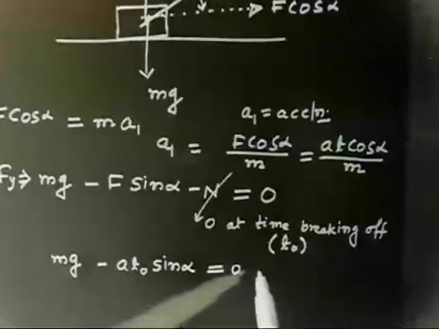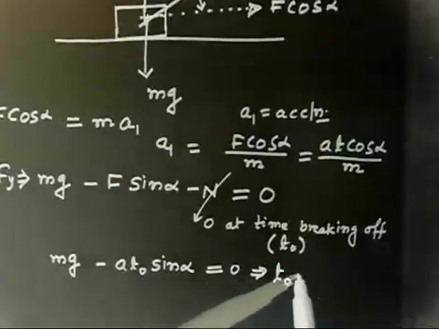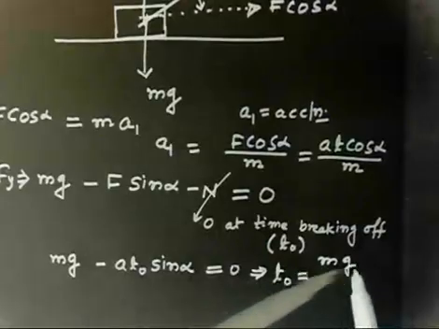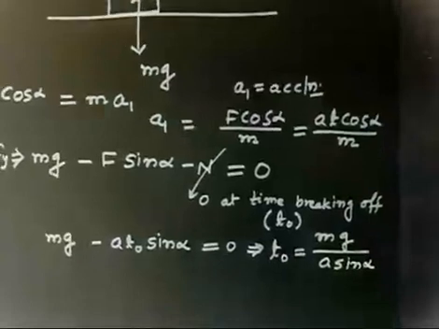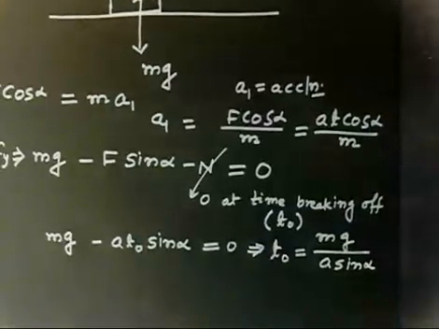So from here I can find t naught. So what is the t naught? T naught is mg divided by a sin alpha. So simple. Are you getting or not? So this is my time. Up to this time, now I have acceleration.